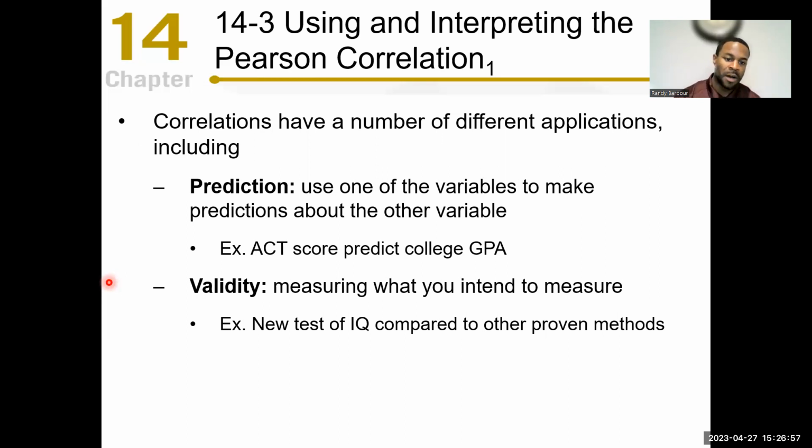All right, we talk about validity. We use measuring. Are we measuring what we intend to measure? So we have a new test of IQ, and we compare the values and the variables for that IQ test to other proven methods that were also calculating IQ. Are those IQ scores very, very similar? If they are, I know that I'm actually measuring IQ the way that I said I wanted to measure. Okay, so again, validity: intending to measure what I wanted to measure.